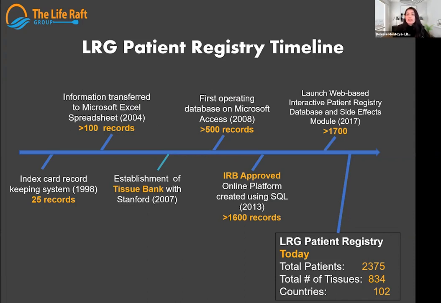Then he started seeing the importance of collecting this, given the rarity of GIST; there was a mission behind it. We really needed to help patients. And as you can see, the registry went from index cards to now a SQL database. We're able to securely input data, extract data, and collaborate, and really expand into research.